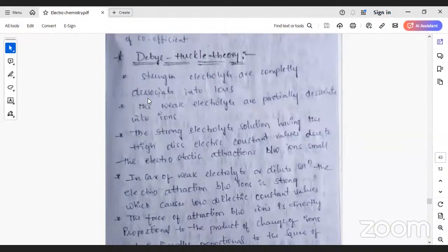Right. Debye-Hückel theory. As we discussed previously, there are some assumptions of the Debye-Hückel theory. So what are those assumptions? We'll see. Generally, we discussed that strong electrolytes dissociate completely into ions, and weak electrolytes dissociate partially into ions.